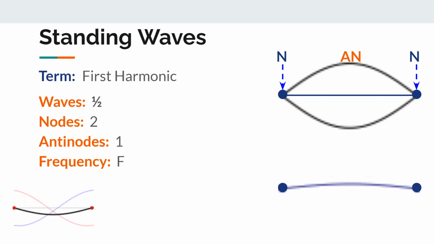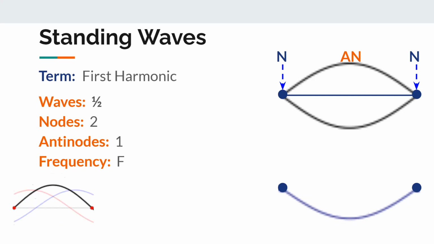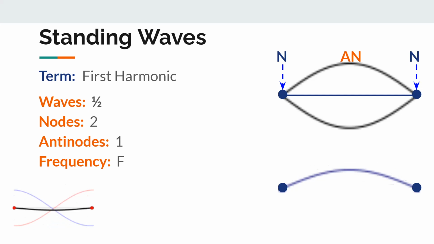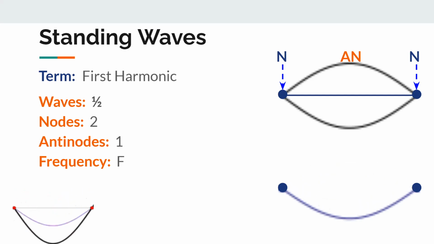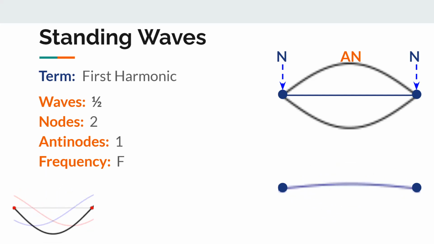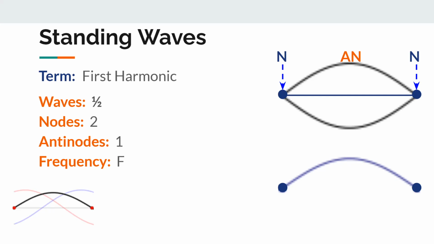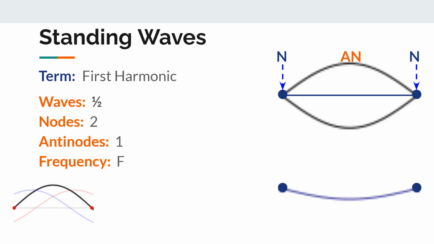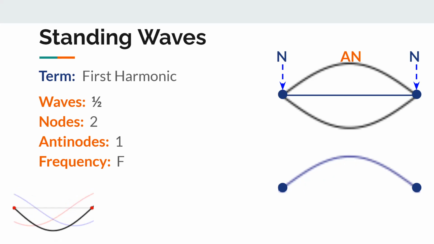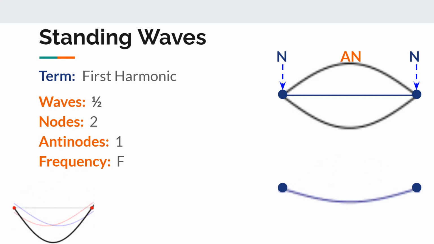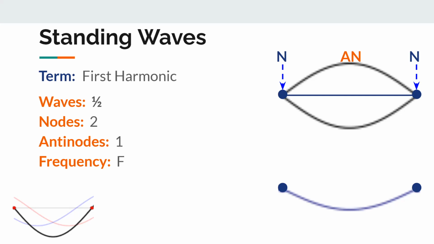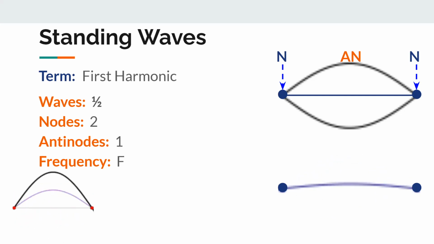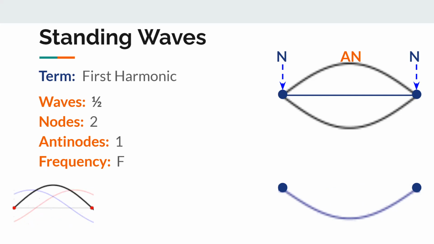So again, you've got half a wave here. It has 2 nodes. It has 1 antinode, and its frequency is F, whatever the fundamental frequency is for that object. In the video we just looked at, the fundamental frequency was 10 hertz. However, a different string with a different tension or just a different material would have a different fundamental frequency. So it depends on what that is. It's not always 10. Okay, but in the example we just looked at, it was. So its frequency will be F, whatever that is.